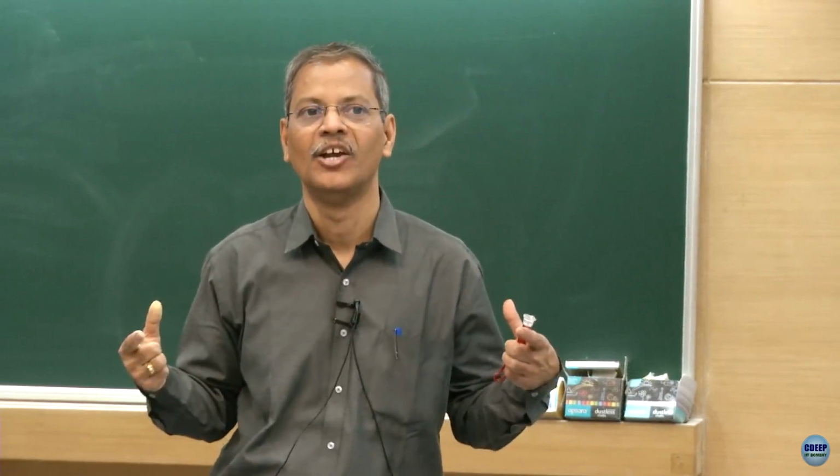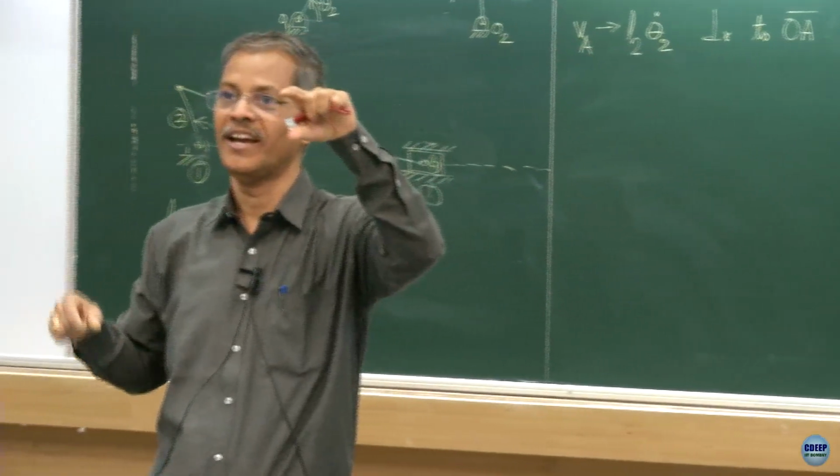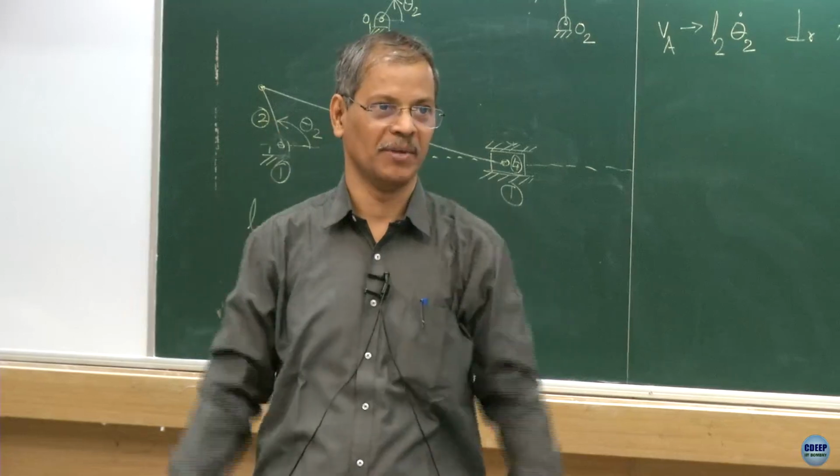Vasishth is saying the velocity of A, component along the line AB, and velocity of B, component along line AB, should be the same. Why? Because it is a rigid body, right? A and B cannot move towards each other or away from each other; its length cannot reduce or increase. The component of velocity of A and B along the line AB should be the same.